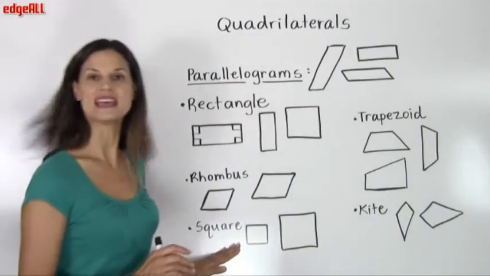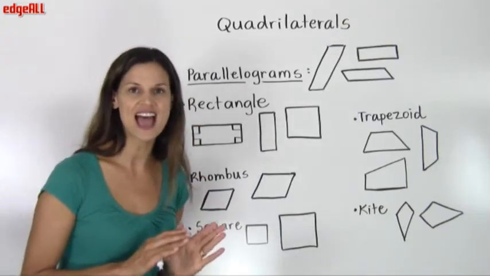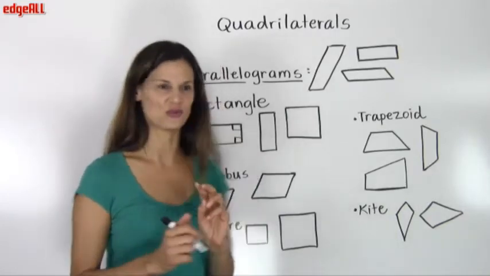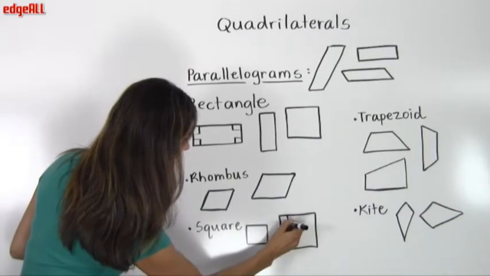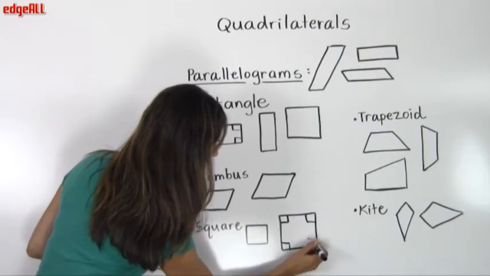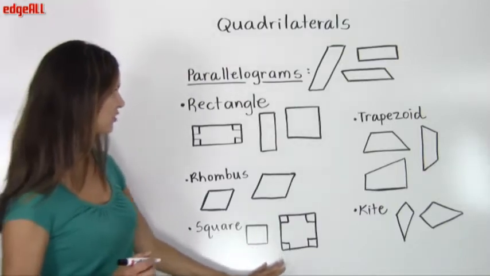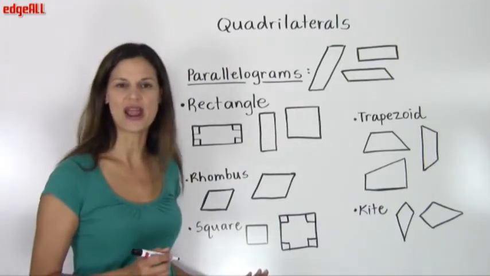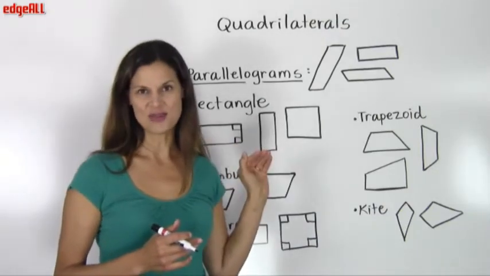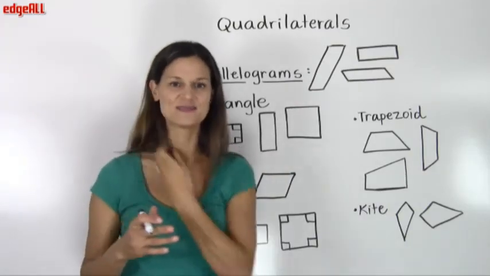Our third shape is a square, and a square is a rhombus because it has 4 sides of equal length, but it also has all 4 angles as right angles. All 4 of the angles in a square are 90-degree right angles. So our third quadrilateral under the parallelogram category is a square. Squares are also rectangles, and they're also rhombi, and they're also parallelograms. They fit the definitions of all of those things.